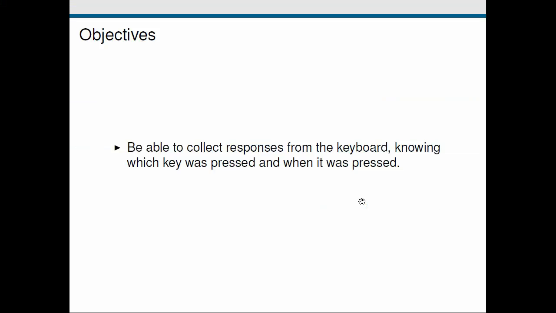Okay, so going to our objectives. This is quite a straightforward one in this screencast. We just wanted to be able to collect responses from the keyboard. We've used this in the past using these get keys and wait keys functions. And now we've seen how we can look at the output from these functions to know what key was pressed, and also use some timing indicators to know when it was pressed.